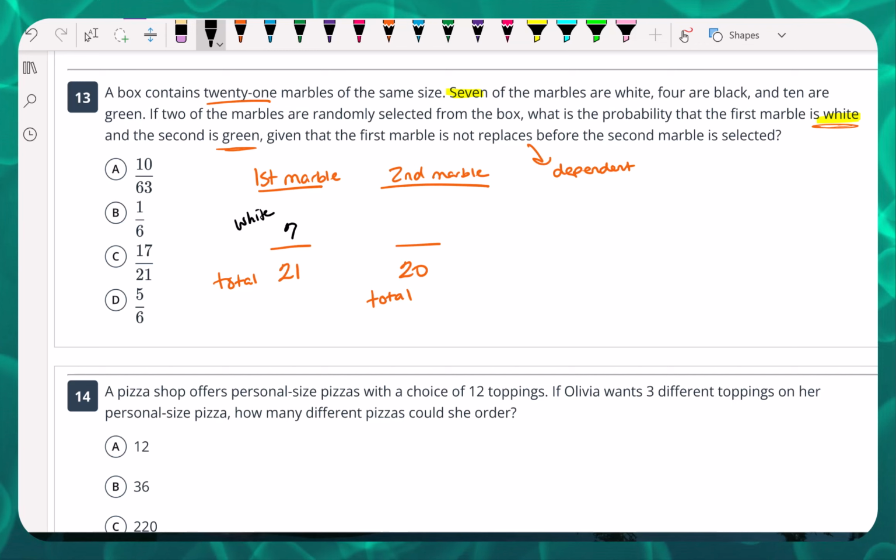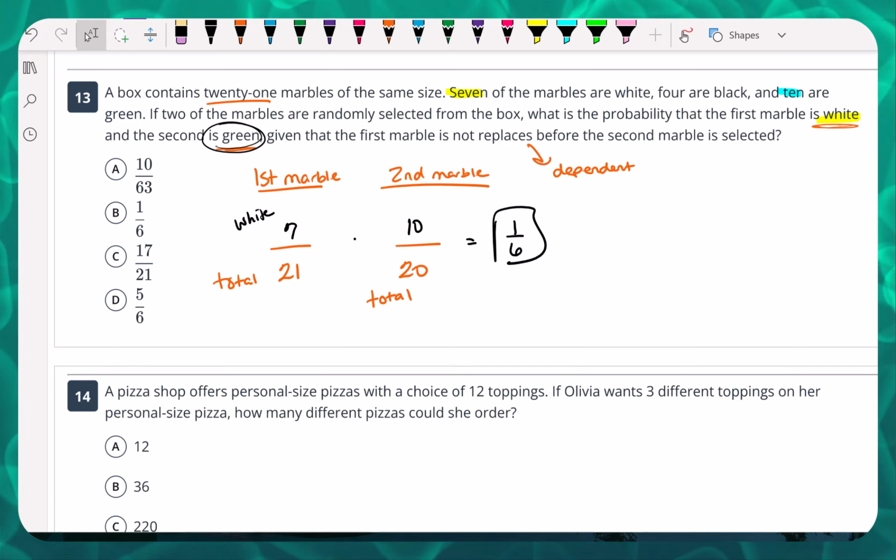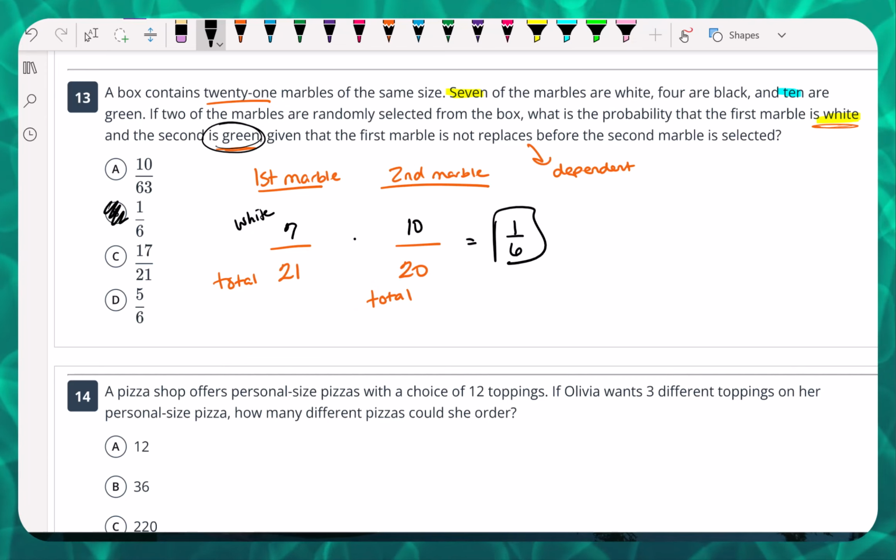Now, if I pick a white marble, does it affect the fact that I'm going to want a green? No. So I'm still going to have, how many green are in here? 10. So I have 10 that are green. So assuming that I pick one of the white marbles here, I'm still going to have 10 in that second group here. So let's multiply this together and see what we get. Okay, I just typed that in my calculator and I wound up with a 1/6, which is the correct answer. And there you go. Just let me know if you've got any questions on that one.